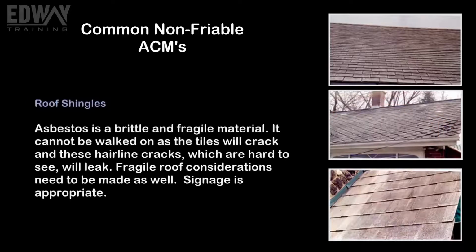Asbestos is a brittle and fragile material. It cannot be walked on as the tiles would crack, and these hairline cracks, which are hard to see, will leak. Fragile roof considerations need to be made as well. Signage is appropriate.